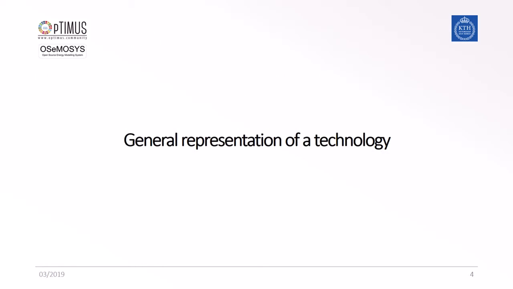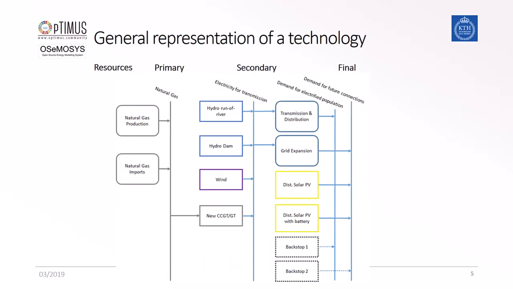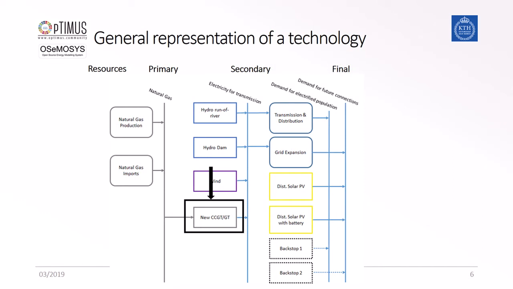We'll start by looking at the representation of technology in OSeMOSYS. Looking at the reference energy system, we have different levels of transformed energy, with primary energy to the left and the final energy demand to the right. The technologies are represented in the boxes, and fuels from the technologies are lines connected to the next technology.